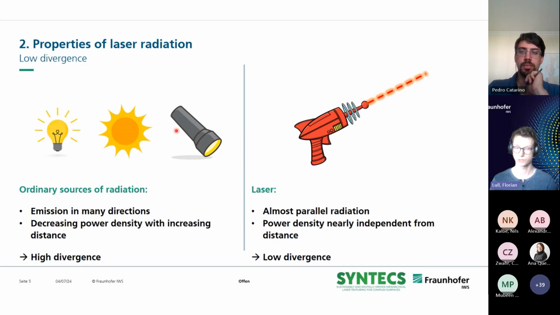On the other hand, we have the laser. The laser has a collimated, almost parallel radiation due to the two mirrors, and therefore the power density is nearly independent from the distance from the laser source. So a laser has a low divergence radiation.